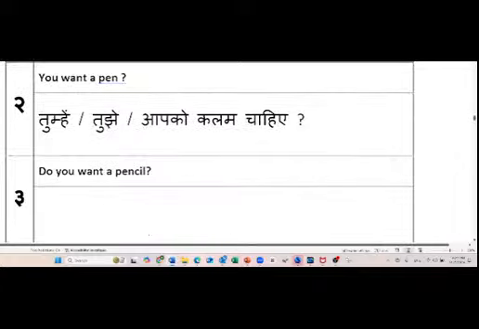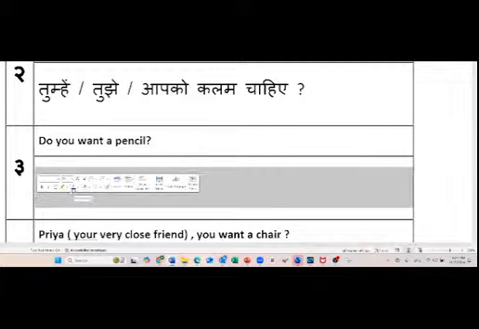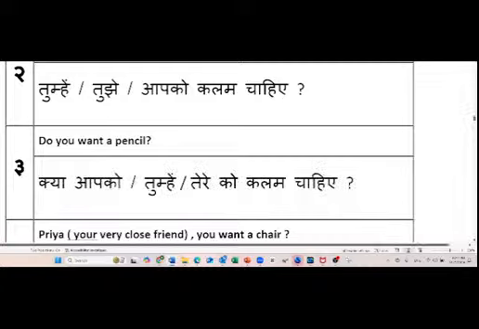Next sentence, Payal, do you want a pencil? Now remember, the second sentence was you want a pen. This is do you want a pencil? क्या तुम्हें कलम चाहिए? क्या तुम्हें कलम चाहिए? So when we have do, you have to add the word kya. And what does kya mean? Normally kya means what, but in this sentence it actually means do you. Kya tumhe again, or kya aapko, or you can also say kya tere ko, or even kya tujhe.